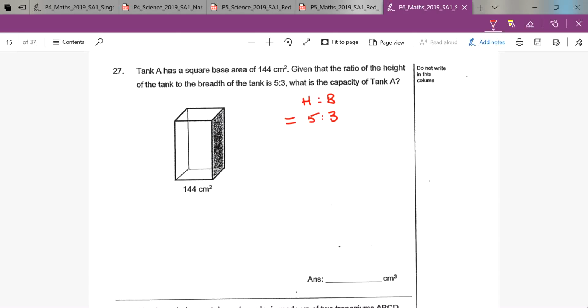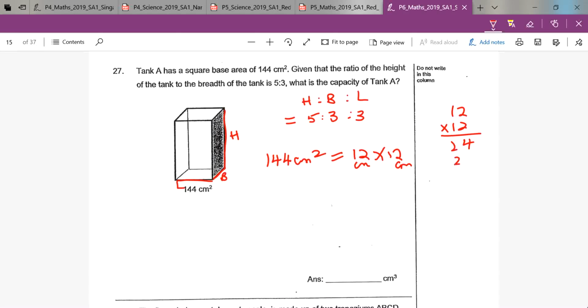What is the capacity of tank A? So if you solve this question from another approach, this is your breadth, right? This is your length, right? This is your height, right? Since it's a square, your length is also 3 units. So anyway, based on experience, the 144 cm square is contributed by 12 times 12 cm. If you square root your 144, you will get 12, but you can't use a calculator, so in a sense you have to use a bit of a smart guess, and then you check your answer by doing manual calculations like this.